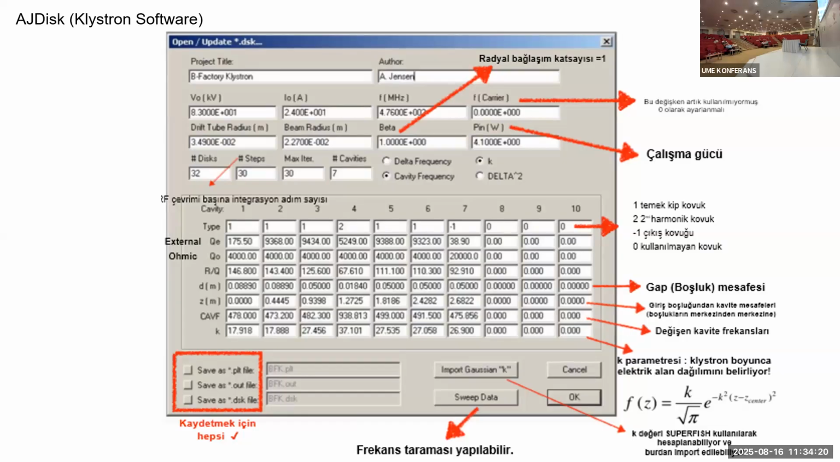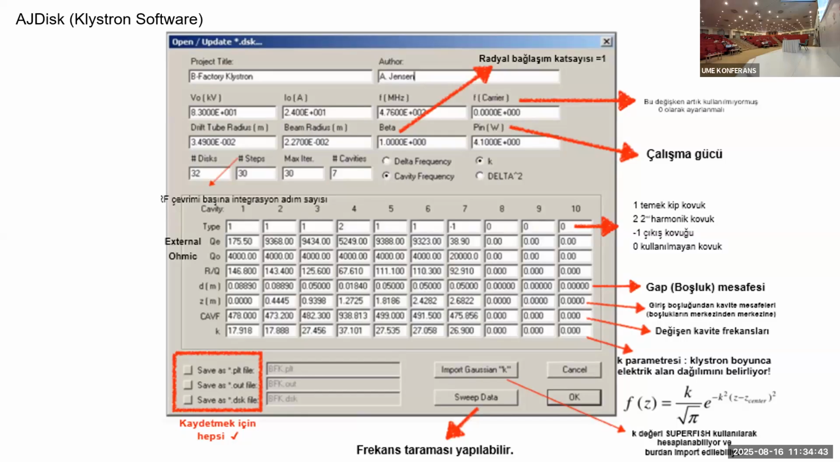Let's see how they will solve it. I'm trying the first one. That is the first one to try to put those things into place. This is the design for the B factory.